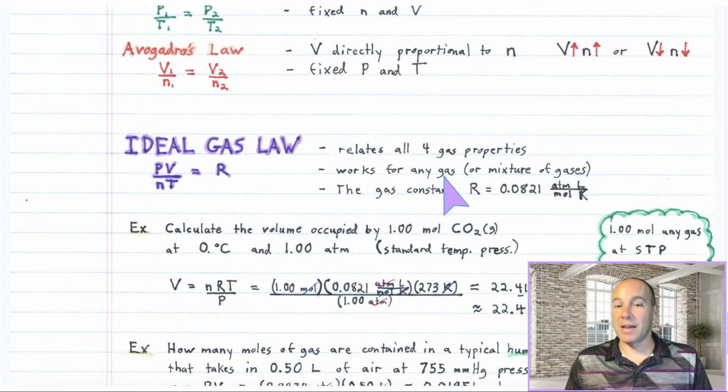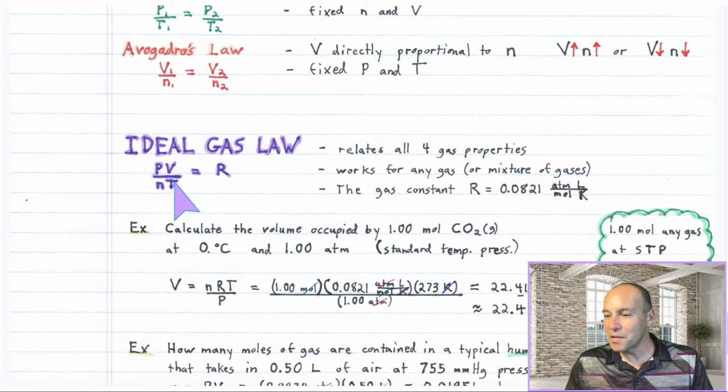It works for any gas, or even a mixture of gases. And what the ideal gas law says is, if you have a gas, any gas or mixture of gases, if you measure the pressure and you measure the volume, you measure the number of moles and you measure the temperature, if you calculate this fraction, then you will always get the same answer, R. R stands for 0.0821 atmosphere liter per mole Kelvin.